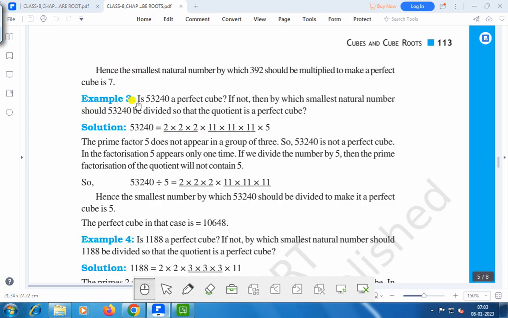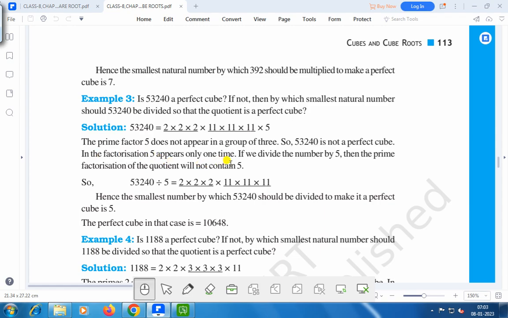Example 3. Is 53240 a perfect cube? If not, then by which smallest natural number should 53240 be divided so that the quotient is a perfect cube? 53240 is 2 into 2 into 2 into 11 into 11 into 11 into 5. The prime factor 5 does not appear in a group of 3. So 53240 is not a perfect cube. In the factorization, 5 appears only one time.